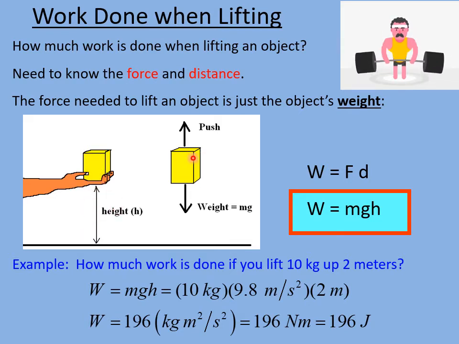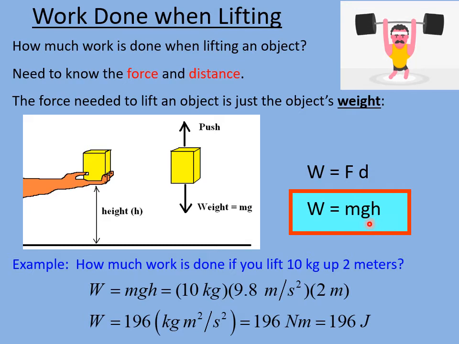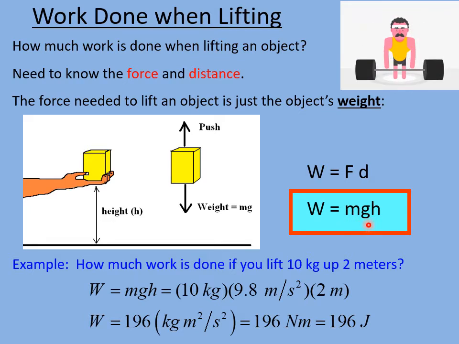In order to lift this box, we have to push with at least as much force as the weight of the box. And of course, the weight of the box is mg, where m is the mass of the box. And then the distance that we're going to lift the object or move the object is the height here. So work is force times distance. The force, remember, is mg, the weight, and the distance is h, the height. So the work done to lift something is equal to mgh, the mass of the object times g, which is 9.8, times the height of the object in meters.